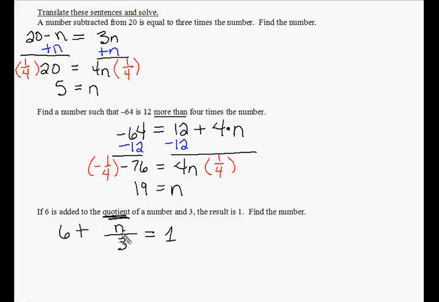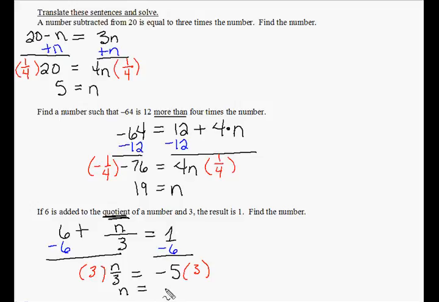So if we're going to try and get n alone, we'll add a negative 6 to both sides of the equation, getting rid of the furthest thing first. That leaves us with n over 3 is equal to a negative 5. We're still trying to get n alone, so we'll multiply both sides of the equation by 3. I'm running out of room here, but I'll try and squeeze this in. N is equal to negative 15.